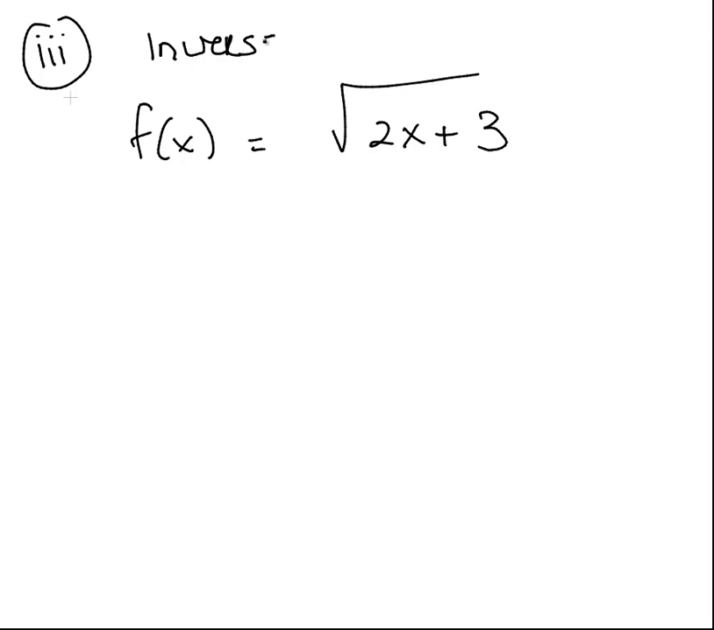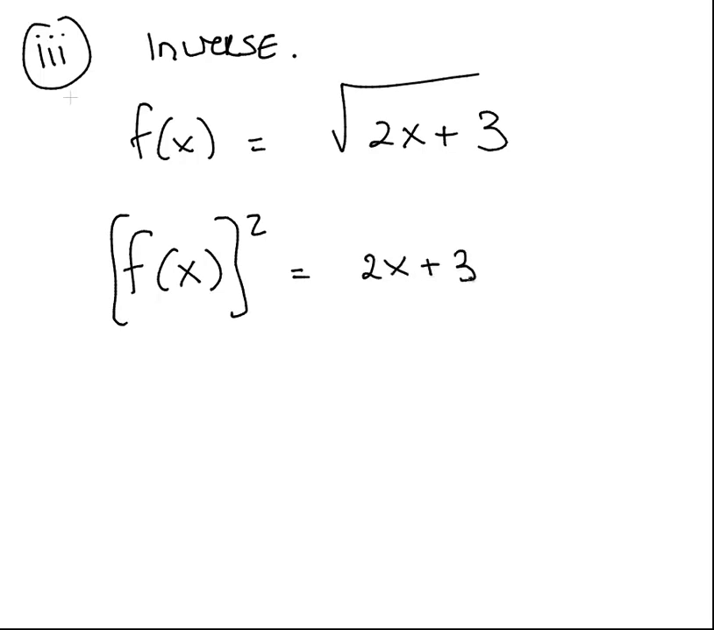So we're back to the inverse. f of x equals the square root of 2x plus 3. What we have to do is find the inverse of this. So what I'm going to do is square both sides. So f of x squared equals 2x plus 3. Okay, so I'm going to subtract 3 from both sides. So f of x squared minus 3 is equal to 2x.